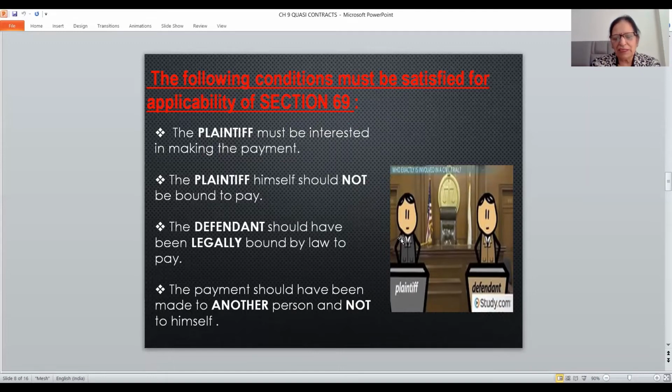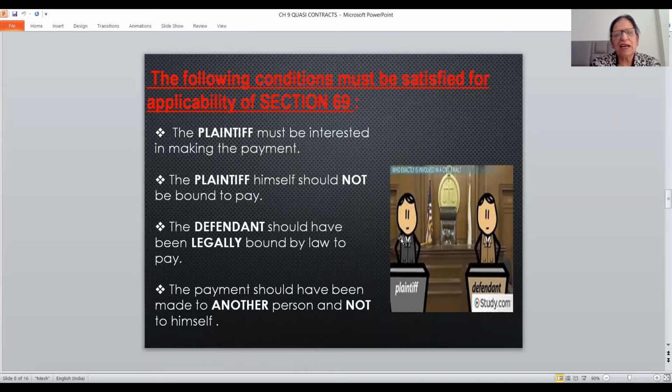But remember, friends, if a person has no interest in the payment, say the lease agreement is between A and B, A has not made the payment to the government, and now C makes a payment, then C will not be reimbursed because C has no interest in the payment. So all these conditions must be satisfied. Payment must be made by one person to another person and not to himself.